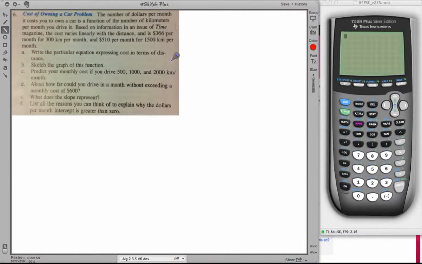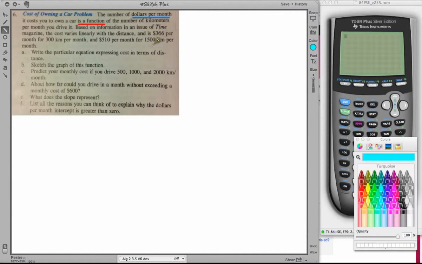First thing to do, analyze the problem. Read it carefully and look for some phrase that might say something like "is a function of." So it says here dollars per month is a function of number of kilometers per month.